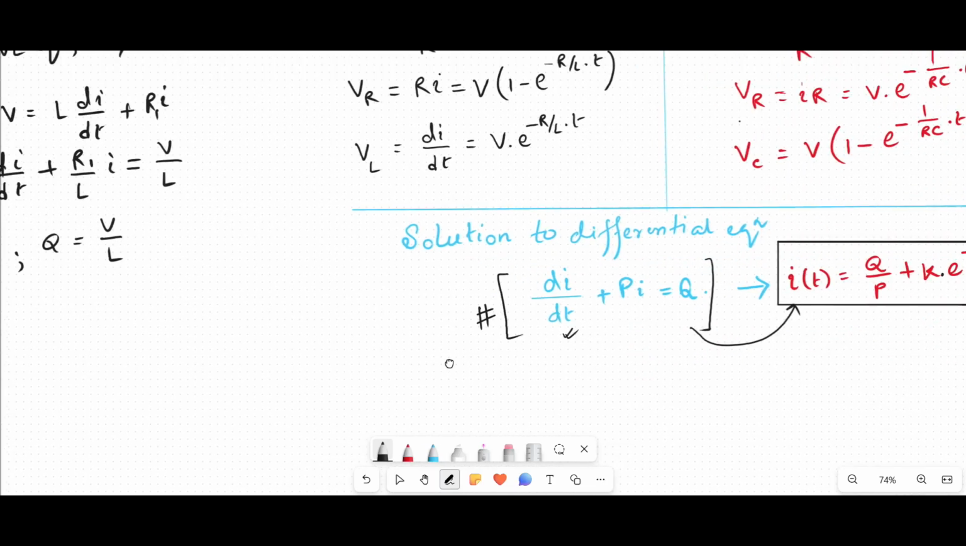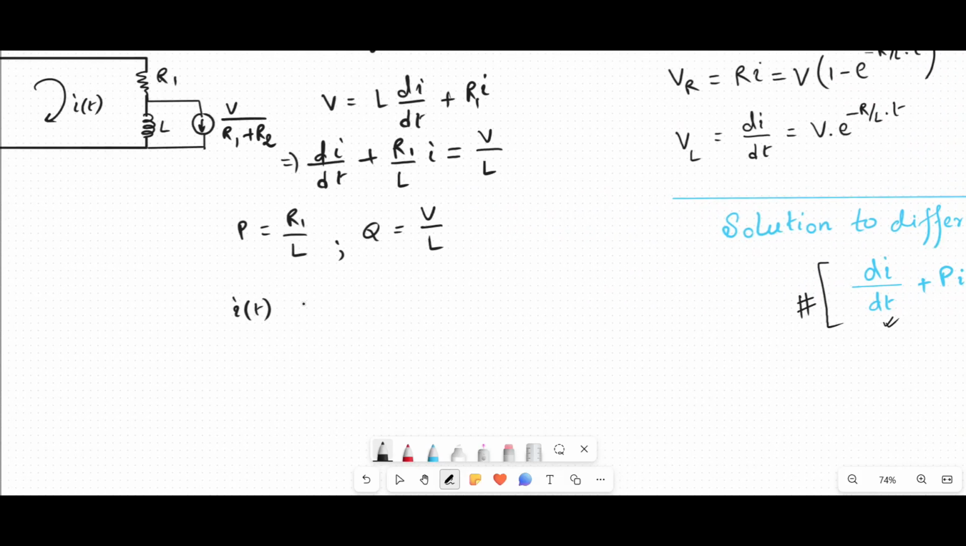So the solution of this, as we already know, is given by I(t) equals Q by P plus K into e to the power minus Pt, right? So if you put down the values, Q by P will be V by R1 plus K into e to the power minus R1 by L into t, right? So next we have to determine the value of K. So how to determine the value of K?